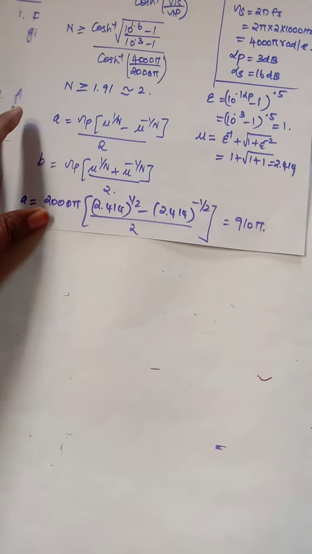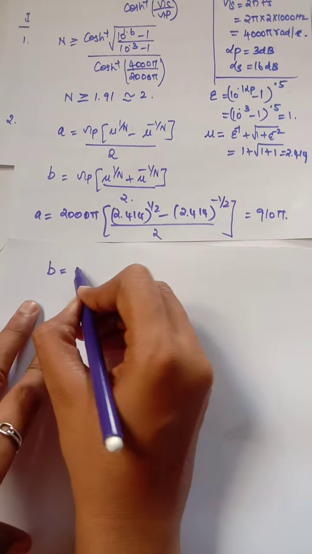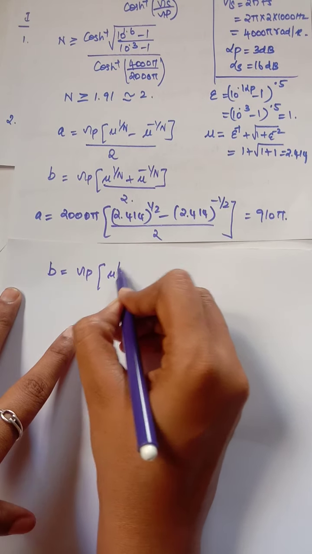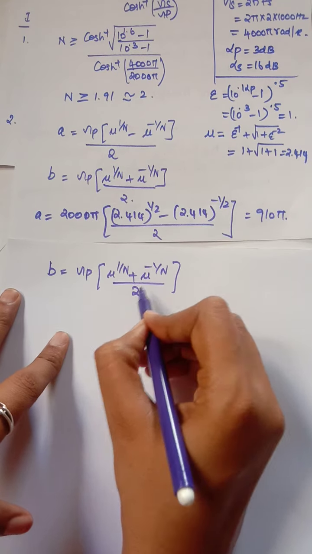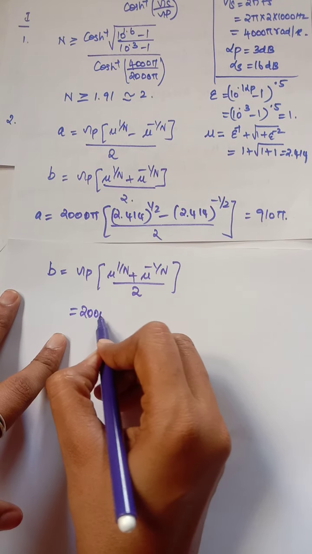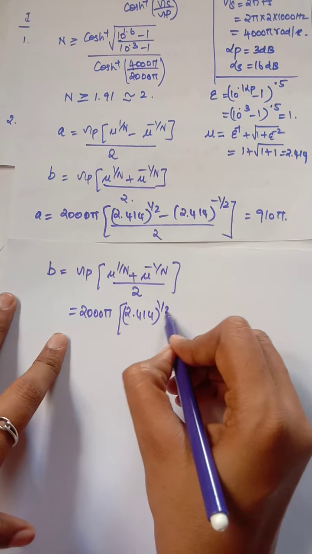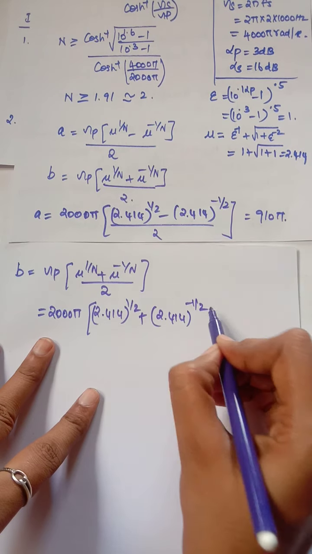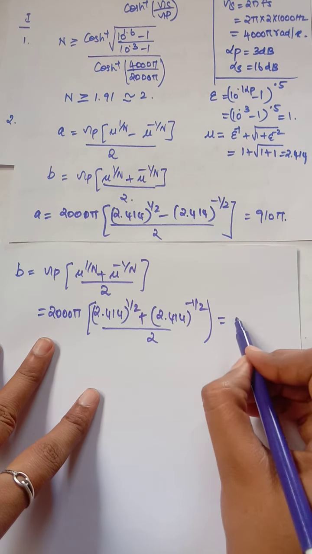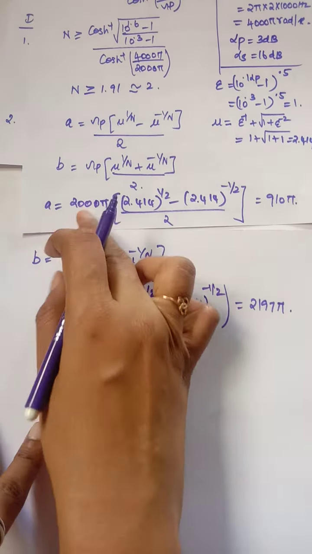Similarly, I am going to find the next value, b. b is equal to Ωp into (μ^(1/n) + μ^(−1/n)) divided by 2, which is equal to 2000π into (2.414^(1/2) + 2.414^(−1/2)) divided by 2, which is equal to 2197π. So next, we have found a and b.